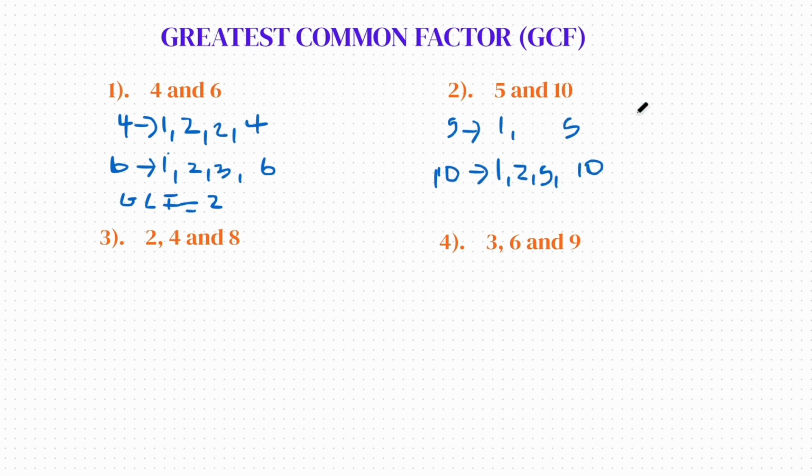So we're going to go ahead now and do a comparison. What factors do 5 and 10 have in common? We have 1 and 5 here. We have 1 and 5 here. So those would be the common factors. But remember, we're going to pick the number or the factor that has the highest value. 5 is greater than 1.